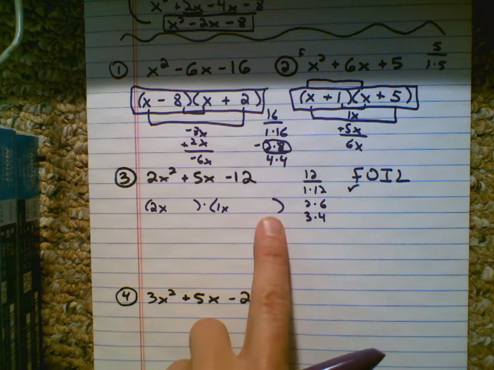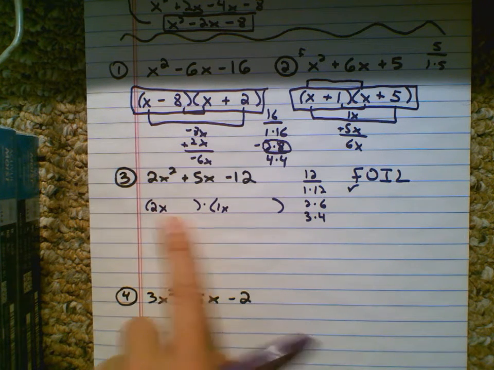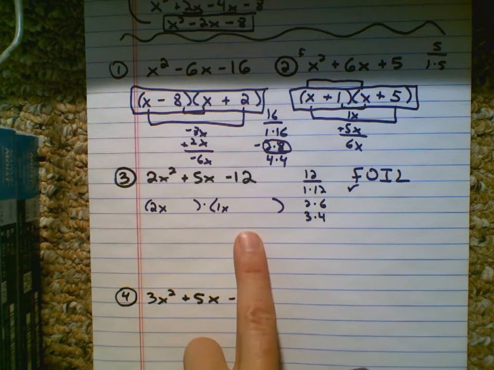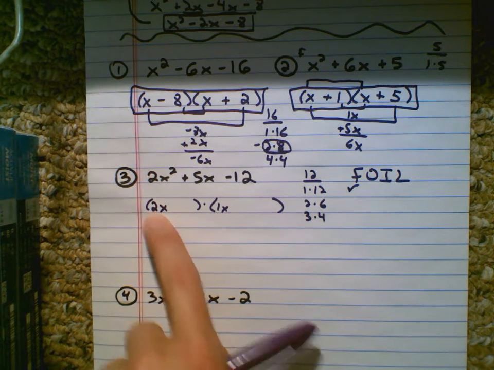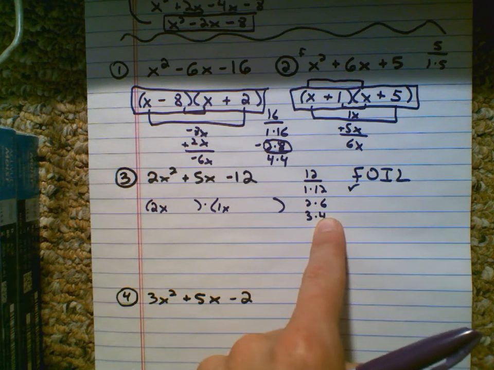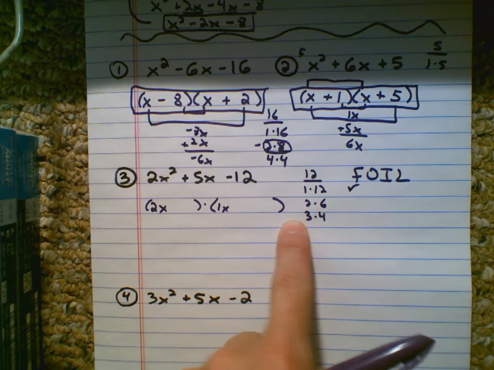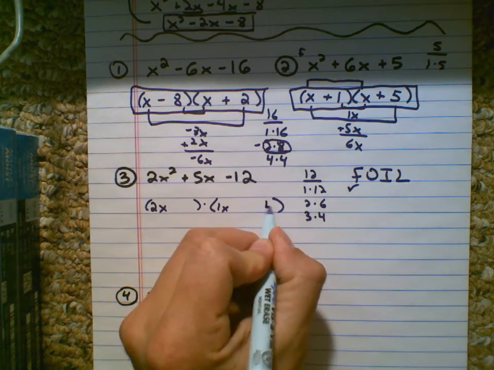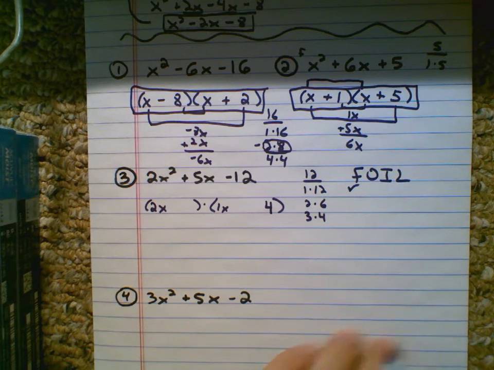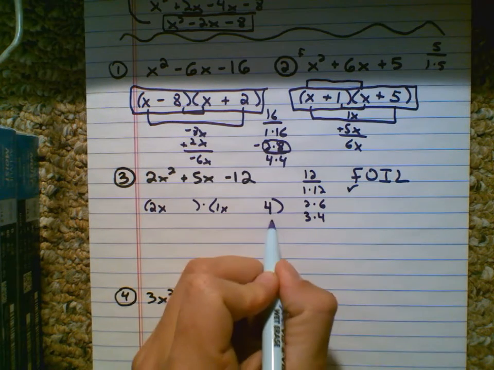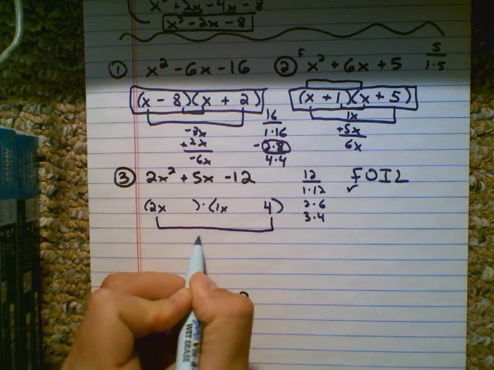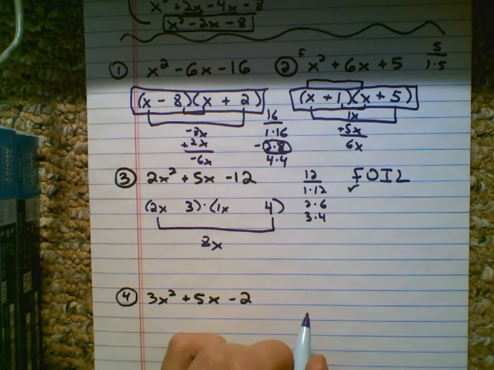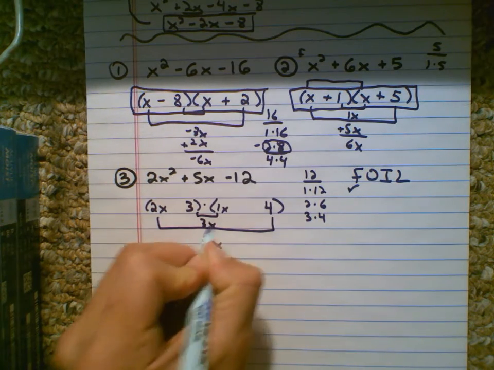Now, this takes some experience to get better at making the educated guess part of the guess and check method. But I've noticed from experience that if I take 2 and multiply it by 4, that gets me to 8, and if I subtract 3 from that, I'll be at 5. So I'm going to put the 4 in the last spot, because then when I multiply the outer 2, that gets me 8x. I'm going to put the 3 in the first spot because that will give me 3x.